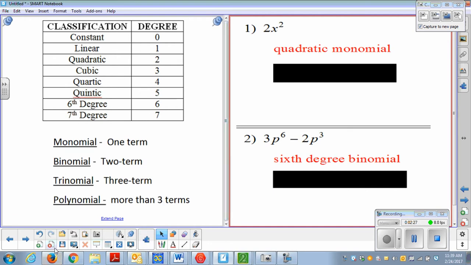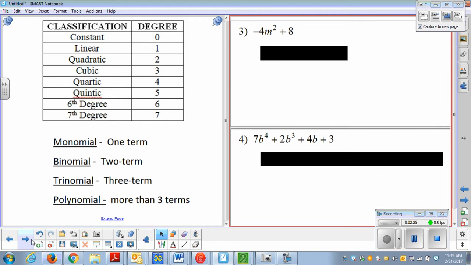Here's 2 more examples. Okay, so this one's similar to the one we just did. It's to the 2nd degree, though. So the 2nd degree is going to be quadratic, and it has 2 terms, so it's going to be a binomial. Quadratic binomial.